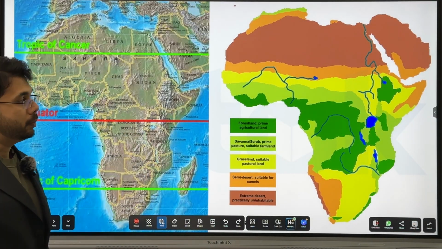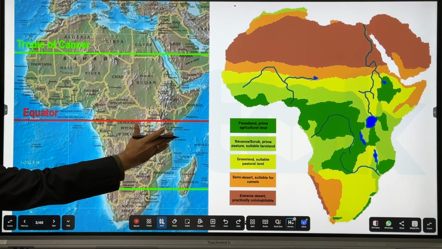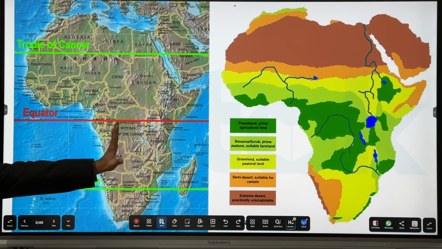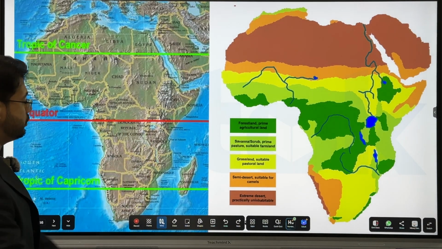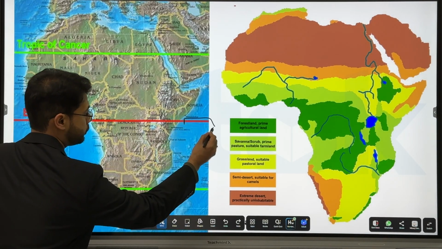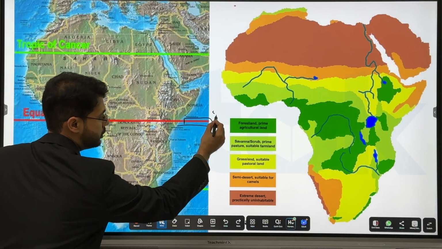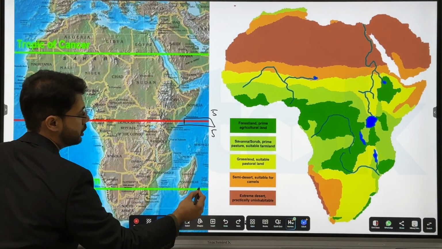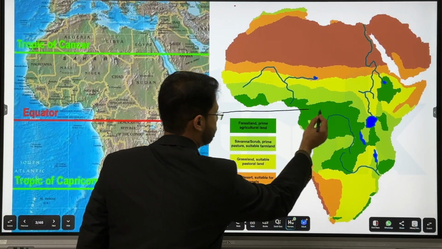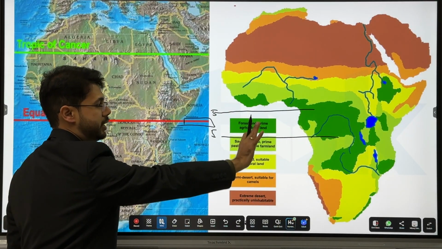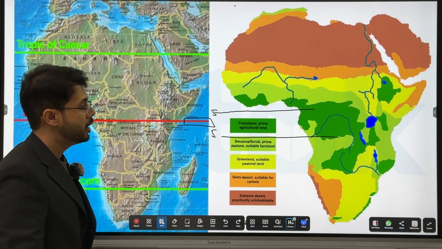This is what I'm talking about. Look on the right side and look here. So these three lines are cutting across. We have the equator here. Equatorial type of climate will be present 5 degrees north and south of the equator. That's what we have here. Equatorial type of climate is present here, extremely green and dense, just like the Amazon.